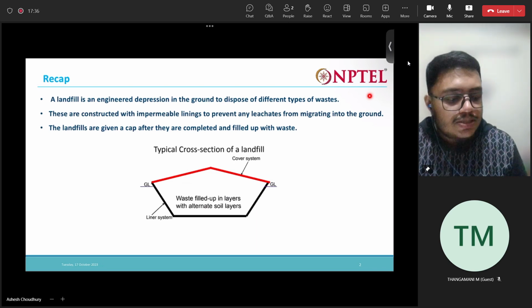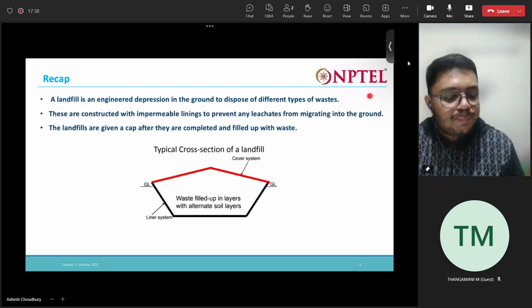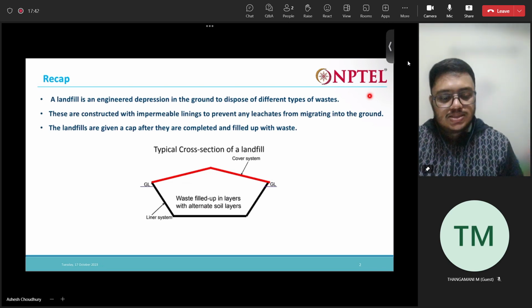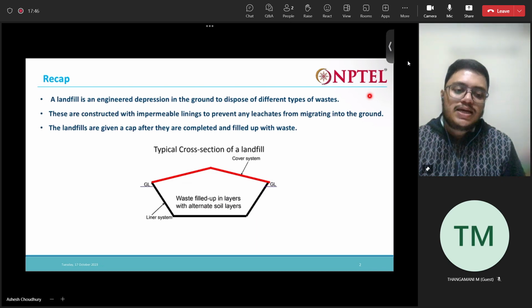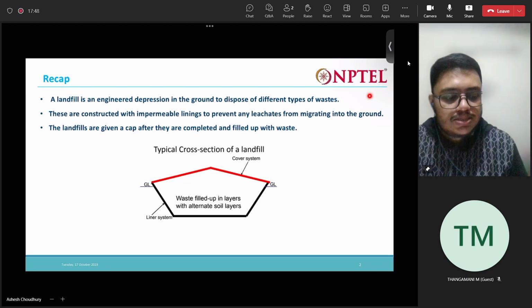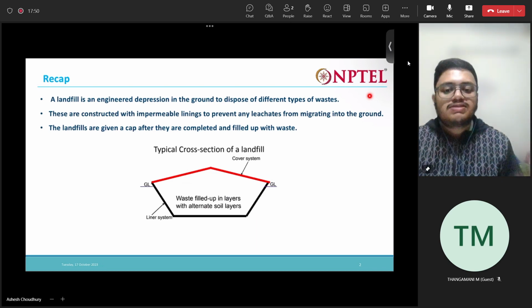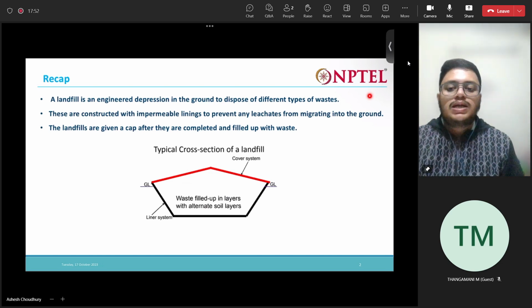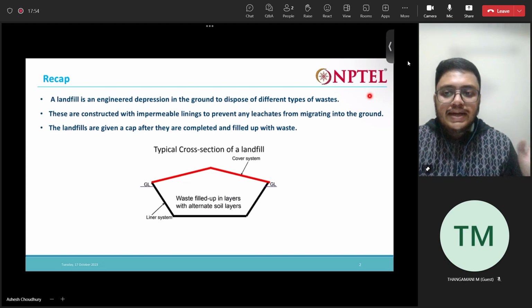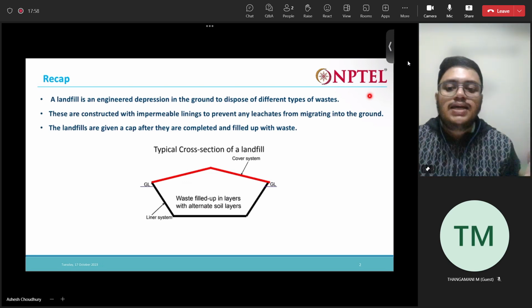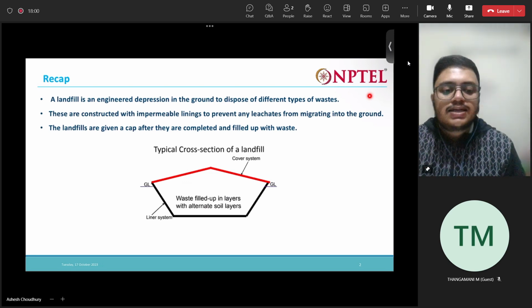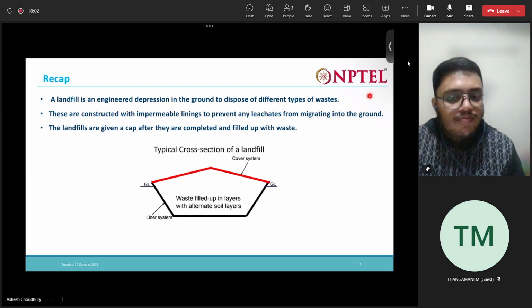So the main purpose of engineered landfills is that they give a safe place to dump the waste, maybe municipal solid waste, hazardous waste, industrial waste, whatever. So it gives a safe place to dump. These landfills are engineered, that is, they are constructed in a specific way with the help of a liner system.